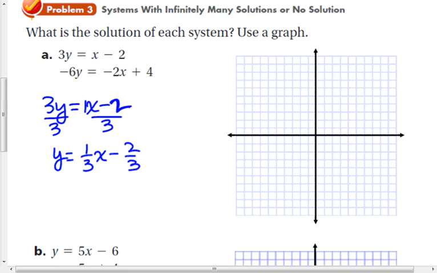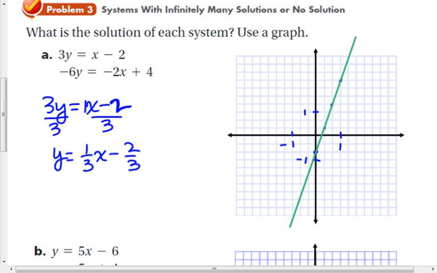All right. So we have a point at negative 2/3 on the y-axis. And since we have negative 2/3, let's make our scale be 1/3. So that might help us out a little here. So our y-intercept is negative 2/3. That's right here. And our slope is 1/3. That means I go up 1/3. All right. So there's one line. And that looks like that.